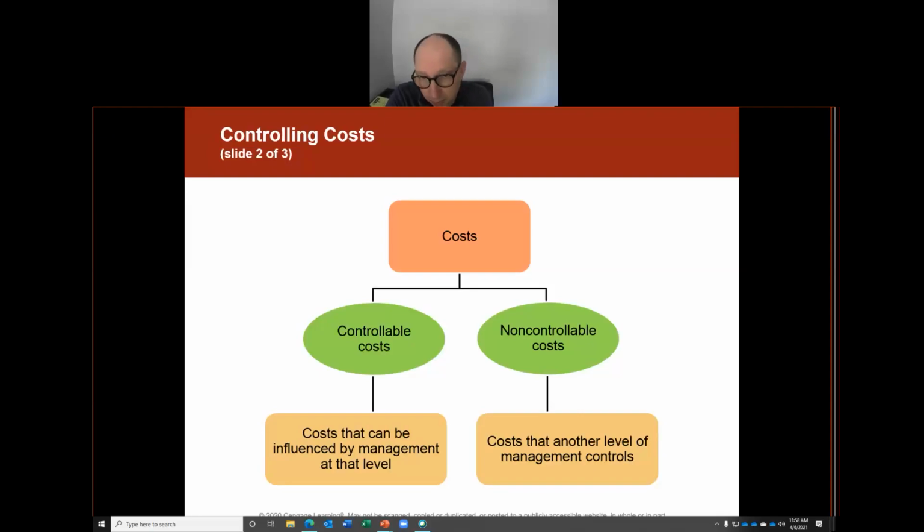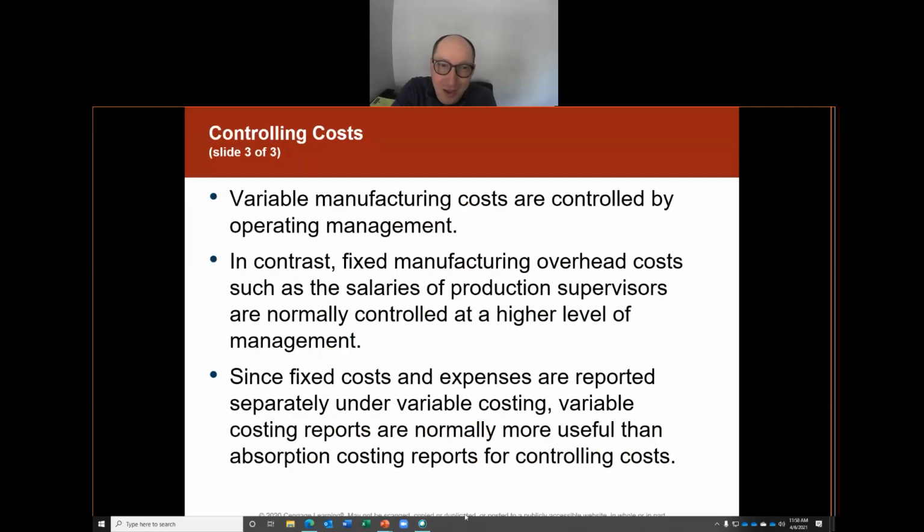Non-controllable costs are things without control, and that would be things like the rent, salaries, other fixed costs that are not in our control. So variable costs we have the most ability to control, and that's why these reports are very helpful.